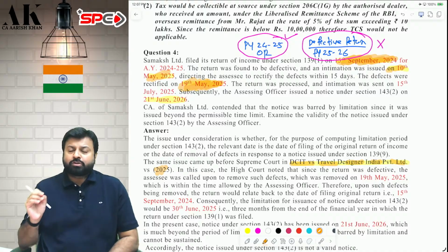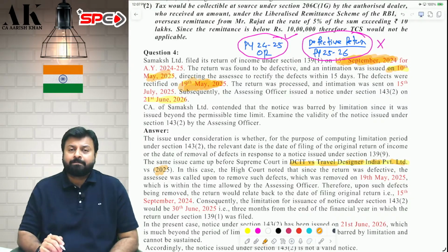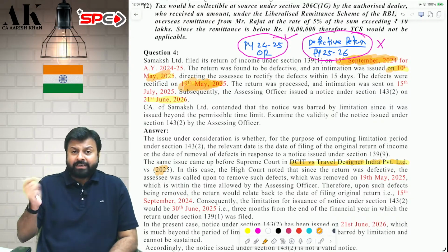The time limit to serve scrutiny notice is 3 months from the end of the financial year in which the return is furnished. Which return? Original return or rectified return? Original return or when the defect is cured?